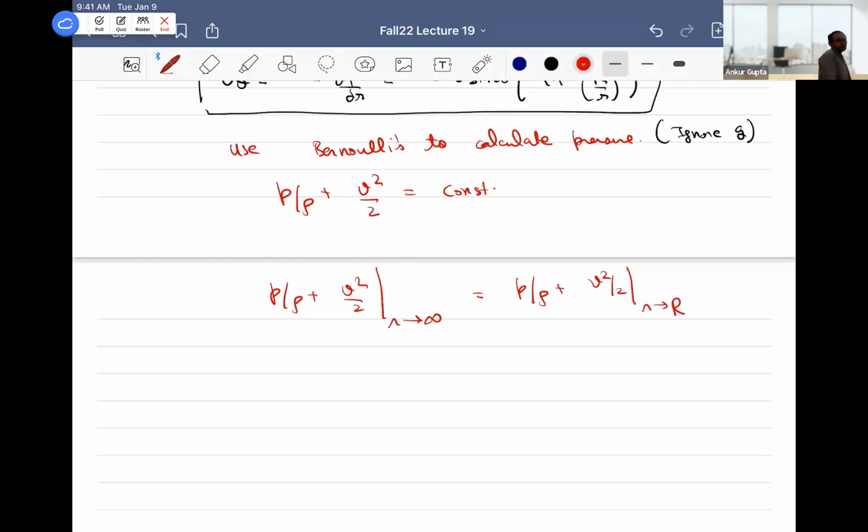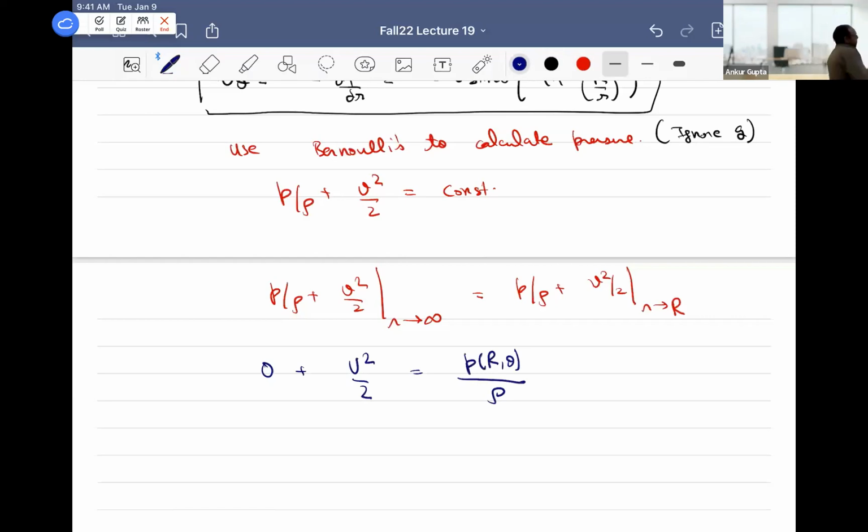So what's the pressure far away? 0. Okay, so this goes to 0. What's the velocity far away? U, right? So it's U square by 2. The pressure at the surface I want to calculate, and then rho.